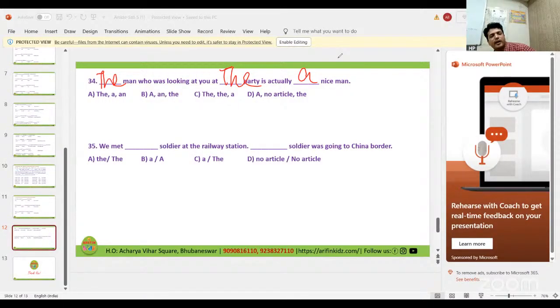Number 35: We met a soldier at the railway station. The soldier was going to the China border. Here the first soldier is not defined, but here the second soldier is defined. We met a soldier at the railway station. The soldier we met was going to the China border.